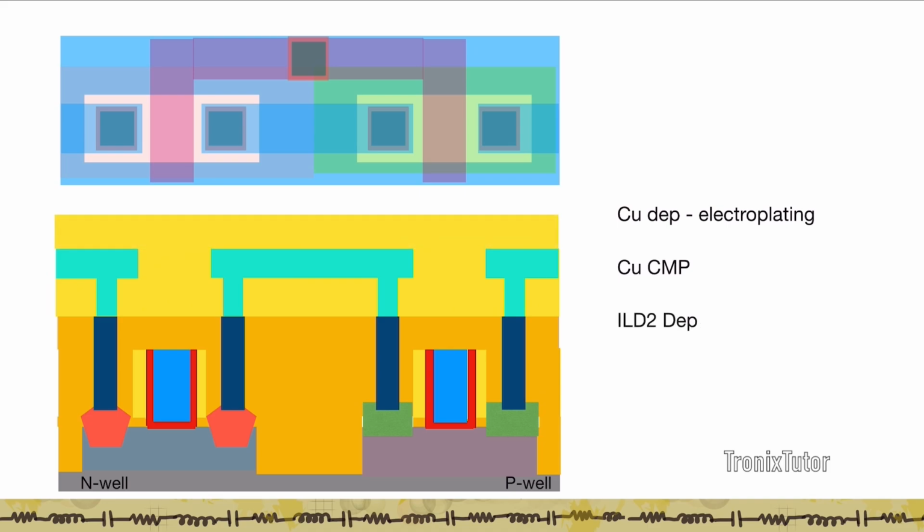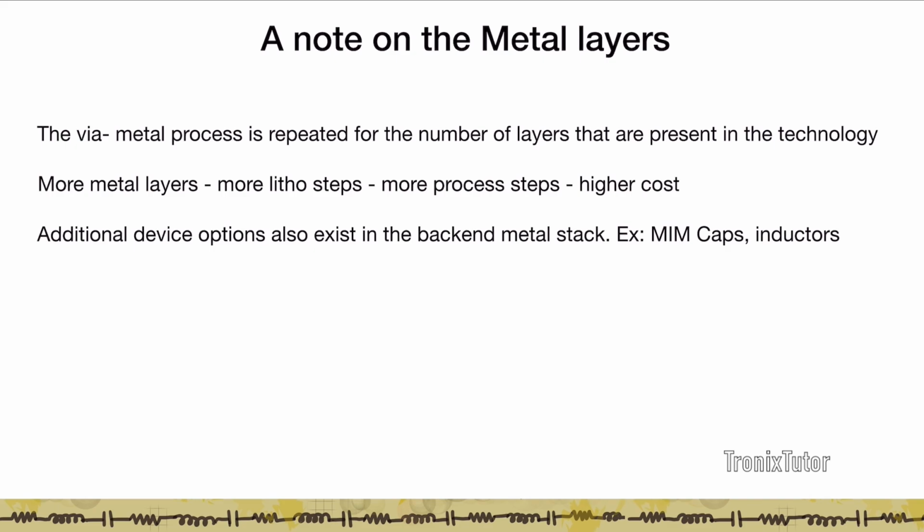The subsequent metal steps are basically just a repeat of what happens in the metal 1 process. As I mentioned, the via and metal process is repeated for the number of layers that are present. More metal layers means more litho steps, which means more process steps, which means a higher cost, right? So generally, if you look at the foundry offerings, you'll see that the more metals they have, the higher the cost of fabrication.